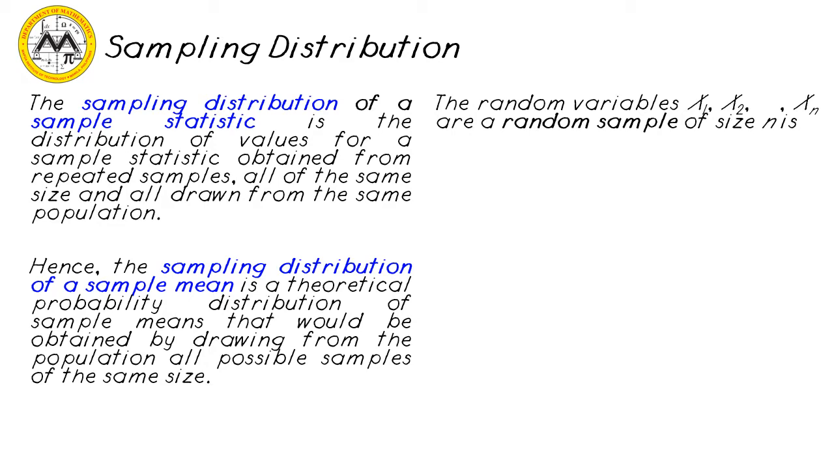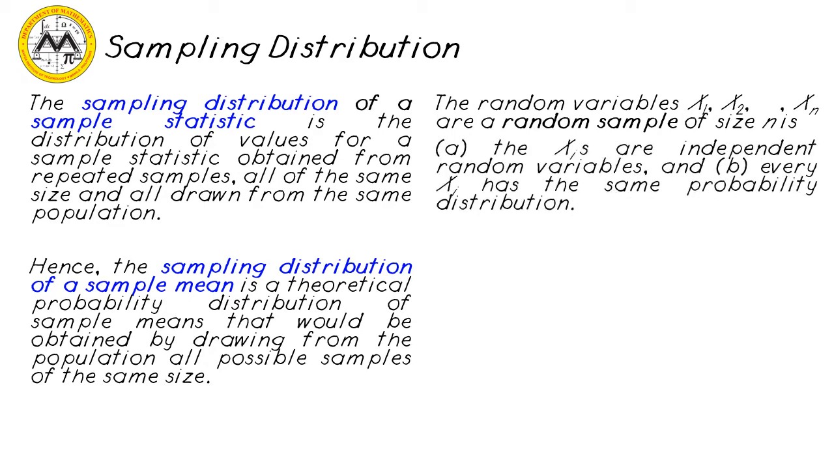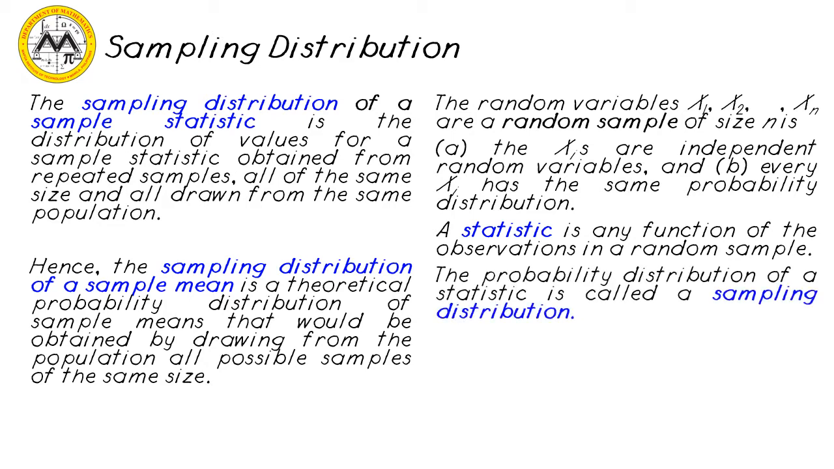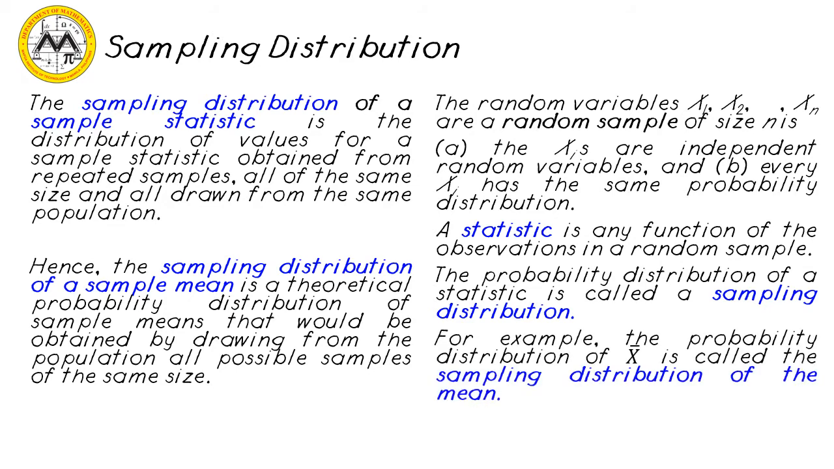The random variables x1, x2 up to xn are random samples of size n. The xi's are independent random variables, and every x has the same probability distribution. A statistic is any function of the observations in the random sample, and the probability distribution of a statistic is called the sampling distribution. So for example, the probability distribution of x bar is called the sampling distribution of the mean.